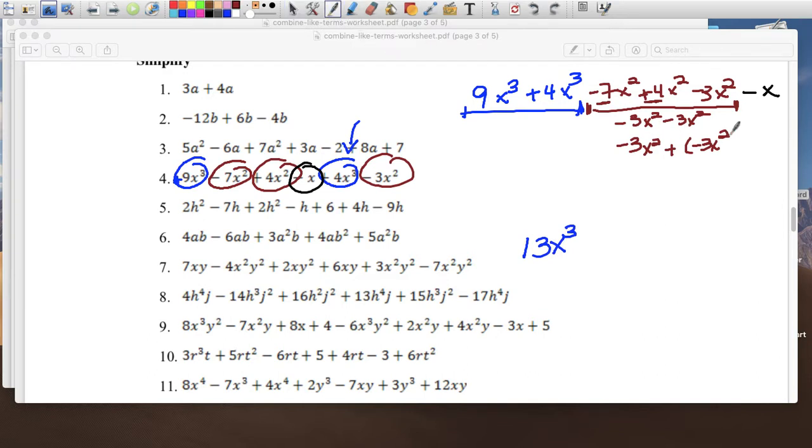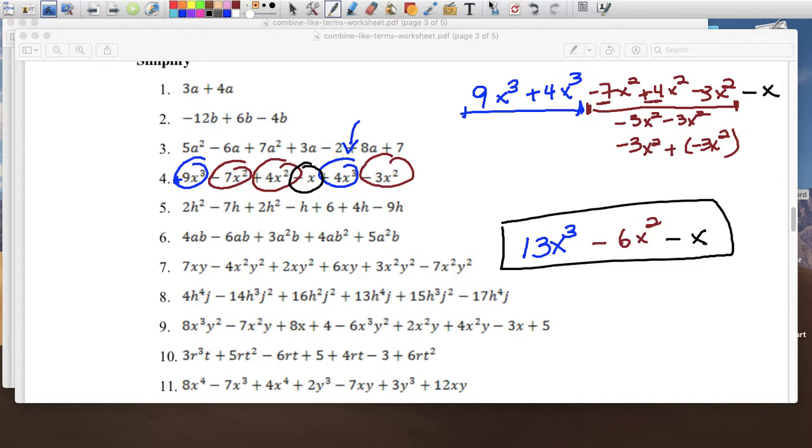Now, negative plus a negative, well, they're both negative, so they're friends. So we add those two together, and we're going to get negative 6x squared. And that minus x in the back does absolutely nothing, because there's no other x's for you to combine this guy with. So this is your final answer. Again, we're just adding and subtracting.